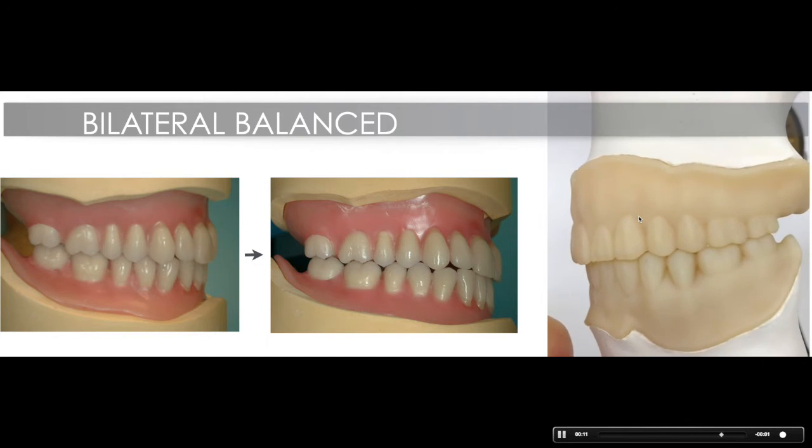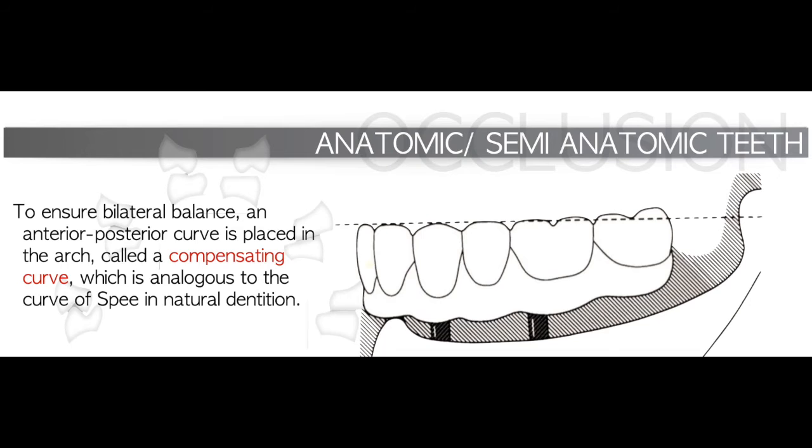Now, to achieve bilateral balancing contact, an anterior-posterior curve is placed in the arch called the compensating curve, which is analogous to the curve of Spee in natural dentition.